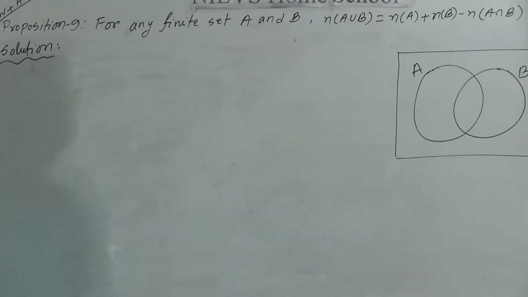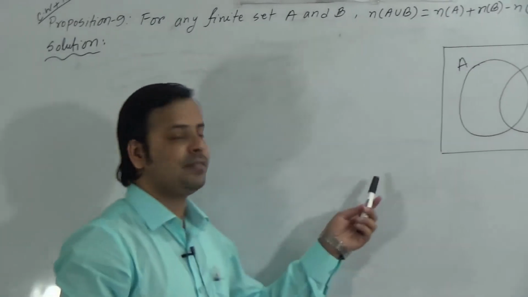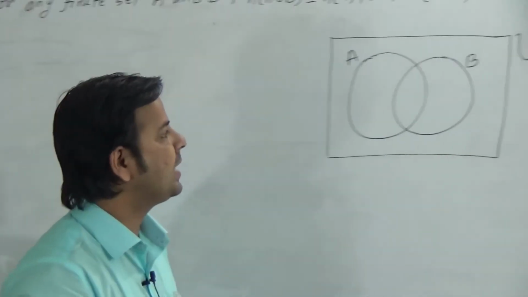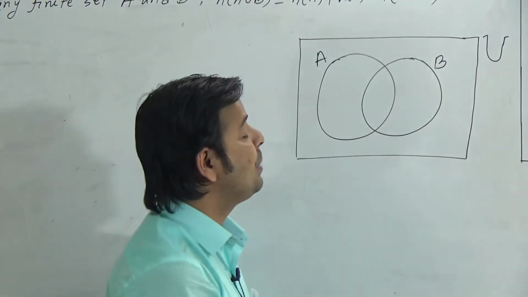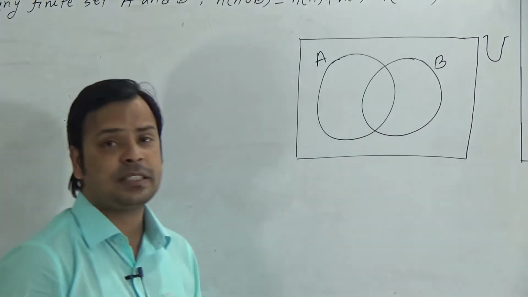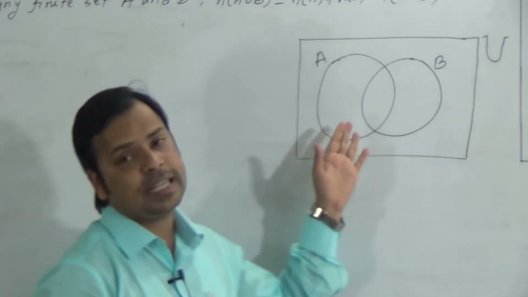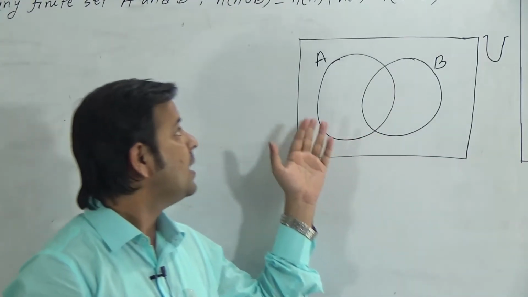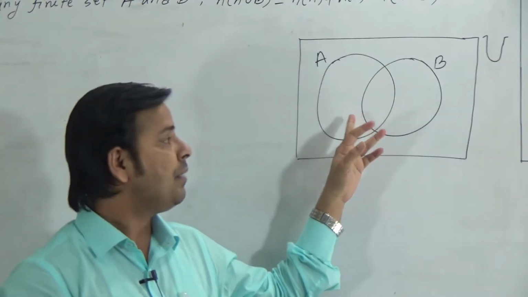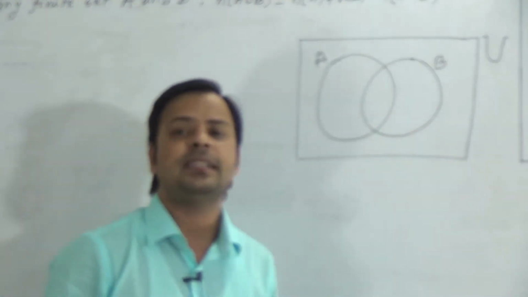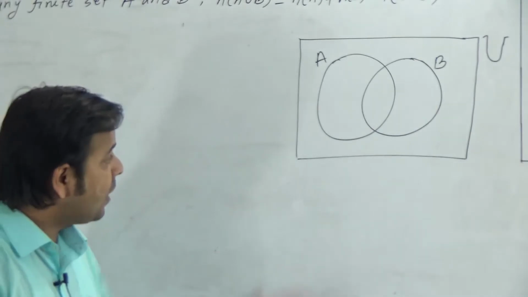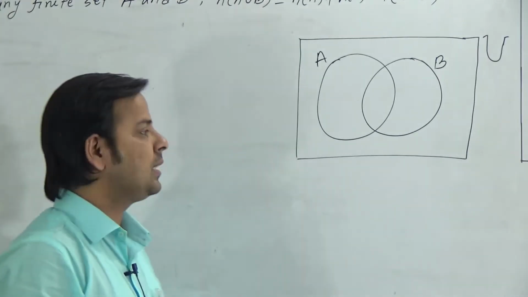Dear students, I have drawn a Venn diagram here. This rectangle represents a universal set U, and inside the rectangle I have drawn two circles, A and B. Circle A represents a set A and circle B represents another set B. From this figure, what can we get?